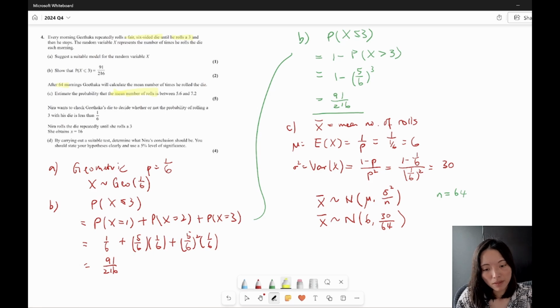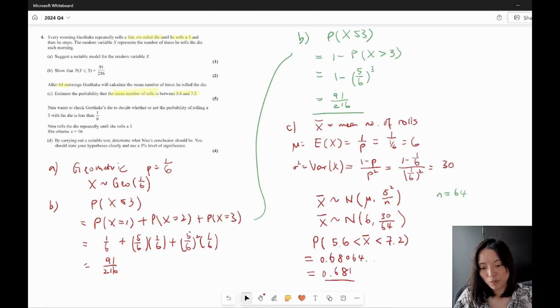So to answer the question: what's the probability that the mean number of rolls is between 5.6 and 7.2? We can express this like that. Plugging this into our calculator with a normal distribution with a mean of 6 and variance of 30 over 64, the required probability we get is 0.6806, so it's broadly 0.681. So that's our answer to part C.